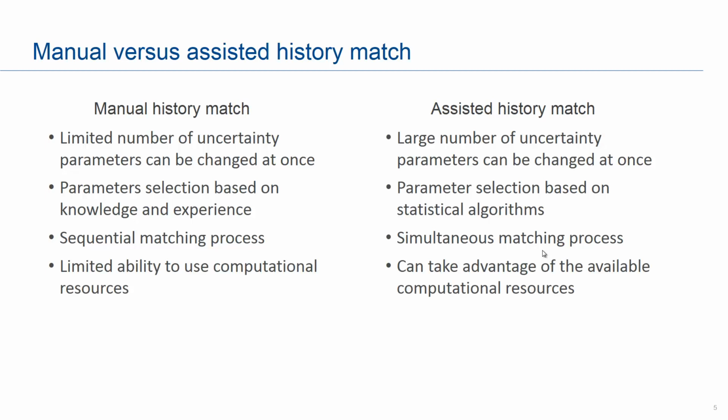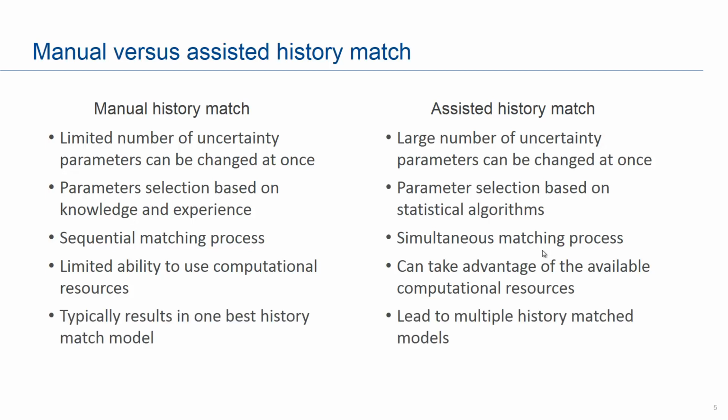Since you are only running one iteration or one variant of the model in the manual history match approach, you cannot really take advantage of all the computational resources we have available today. But on the other side, since you can submit multiple variants of the model at the same time, you can really take advantage of the available computational resources.